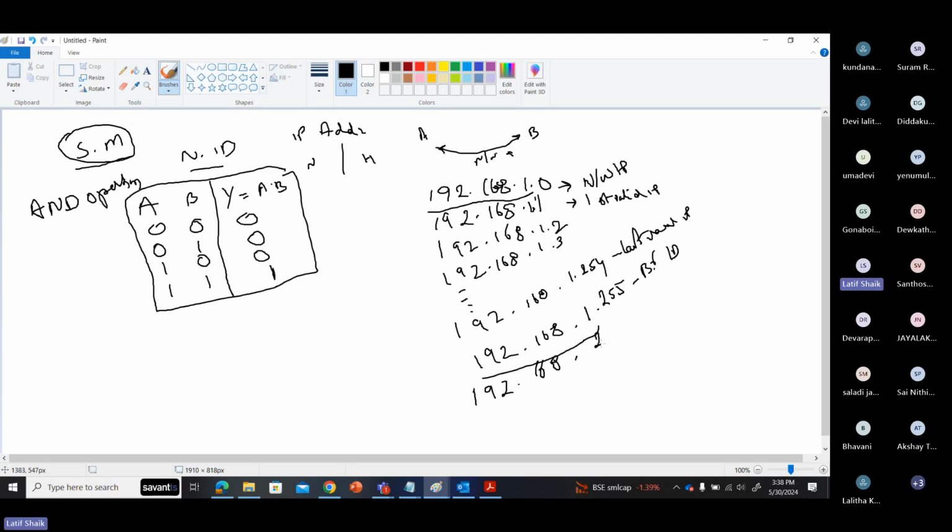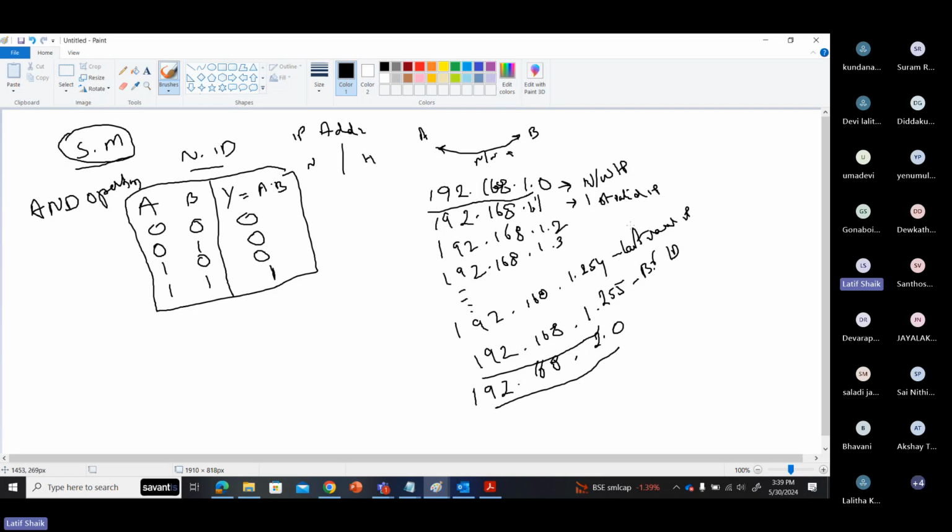No, what is the next one? Automatically it is 2.0. So when it goes to 2.0, it is a different network from earlier. It is another network, the network ID of the 2.0 network. Okay. So in the same network, from starting to ending, the first one is the network ID, the very last one is the broadcast ID. And in between, all these IP addresses we can assign to any of the devices.